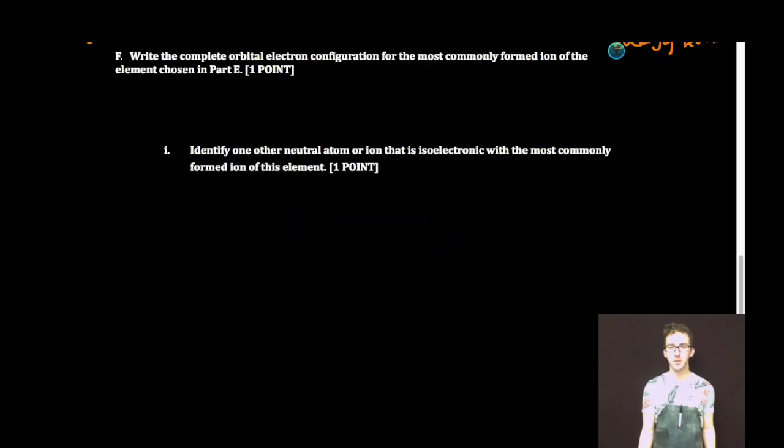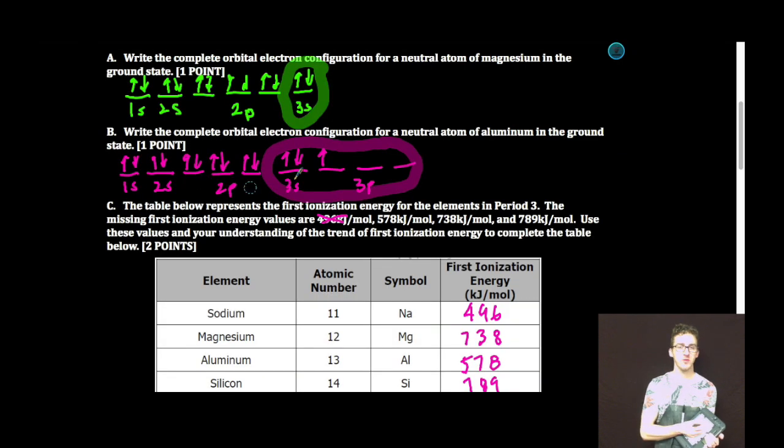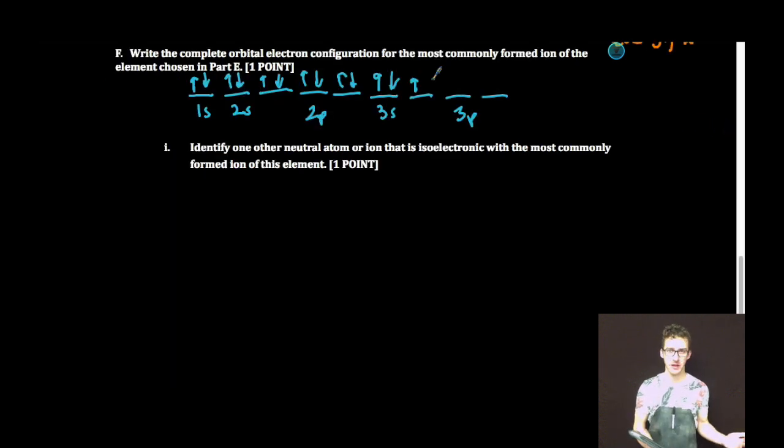Part F. Write the complete orbital electron configuration for the most commonly formed ion of the element chosen in Part E. All right, we've decided it's aluminum, but it's aluminum that has lost 3 electrons. We've already written out the orbital notation for a neutral atom of aluminum in Part B. I'm just going to copy that down as a starting point for Part F. But realize it's the aluminum ion. It typically loses its 3 valence electrons. Goodbye, adios, sayonara. So we're left with a configuration for the aluminum ion that looks like what you have on your screen.